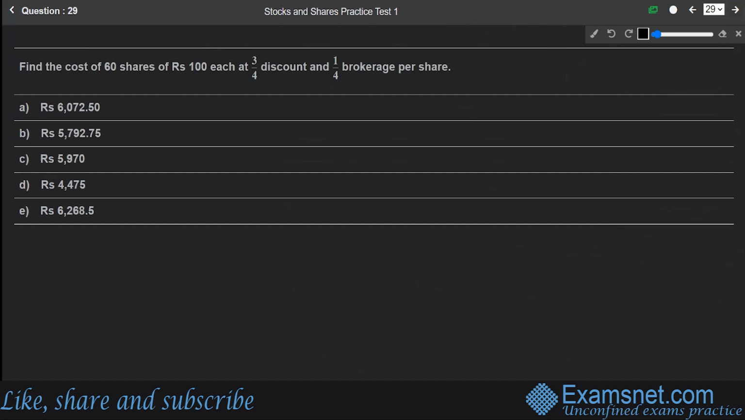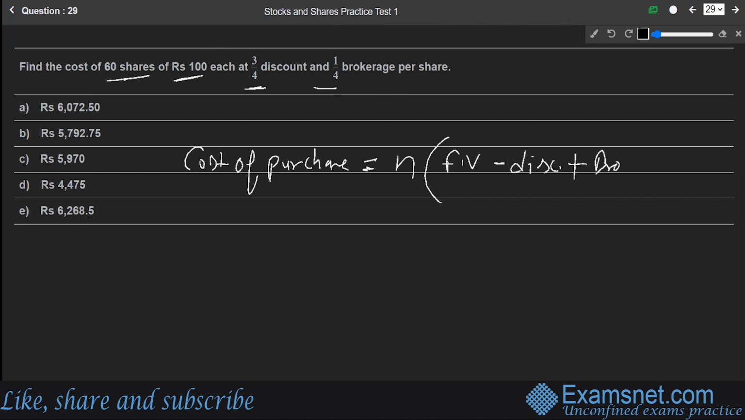Now, find the cost of 60 shares of rupees 100 each at 3 by 4 discount and 1 by 4 brokerage per share. So clearly every value is given, and we can use our formula for finding this out. For the cost of purchase, there's a direct formula available. That is nothing but the number of shares multiplied by the face value of each share minus the discount on each share plus the brokerage to the broker on each share.